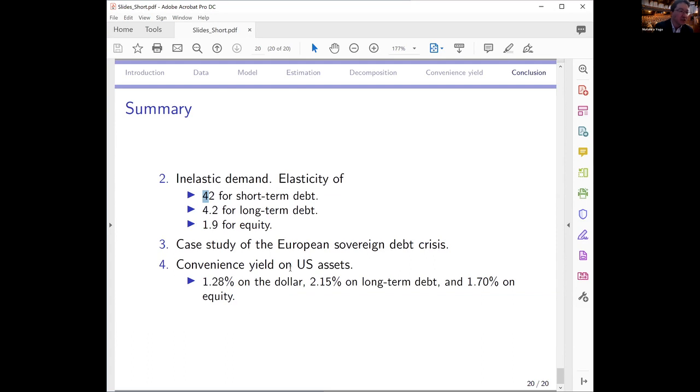And finally, the convenience yield on US assets is fairly large, and agrees with some other estimates in the literature. In particular, for the dollar, we find a convenience yield of 1.2%, for long bonds, 2.1%, and 1.7% for equities. Thank you.